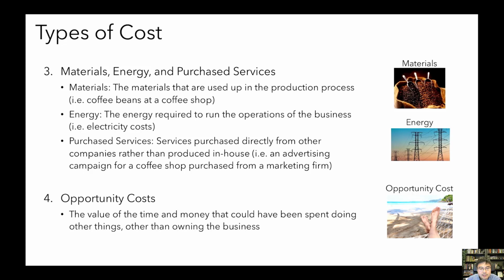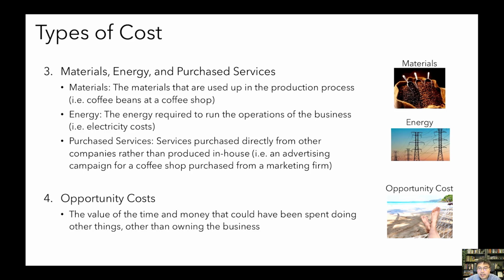Okay, and then finally there's something called purchase service cost. So a purchase service is a service that a company basically purchases from another company rather than producing it in-house. So for example, a coffee shop might decide that it wants to run an advertising campaign, but it doesn't have any in-house expertise for doing that. So it might hire a marketing firm to run the advertising campaign for them. So costs that a firm spends in order to purchase services from other companies are called purchase service costs.